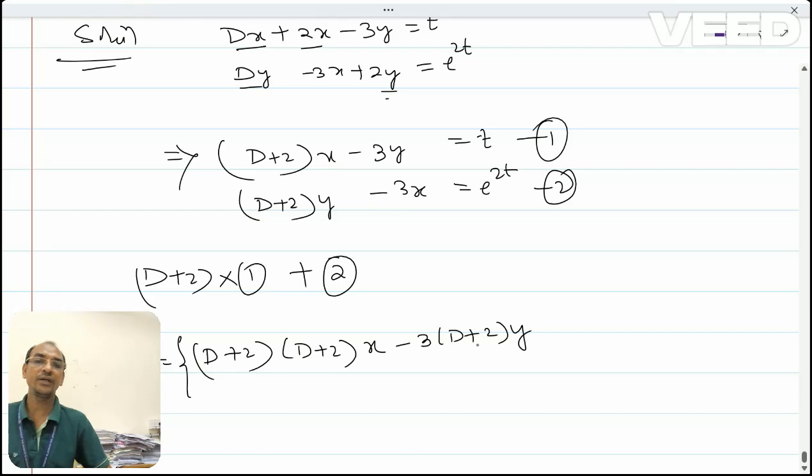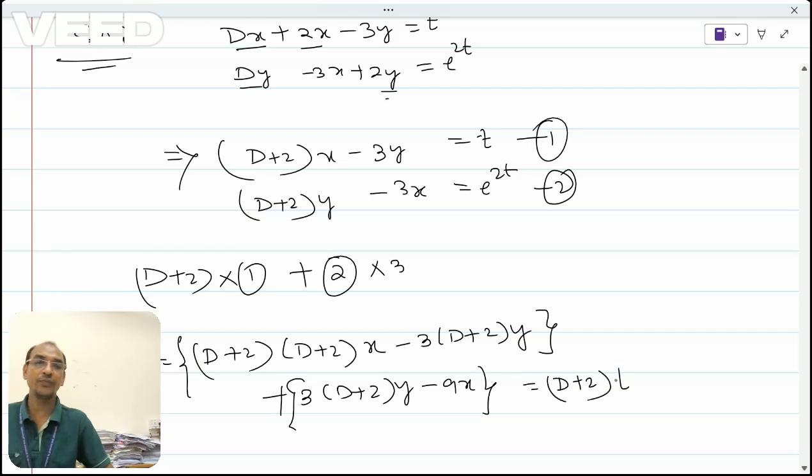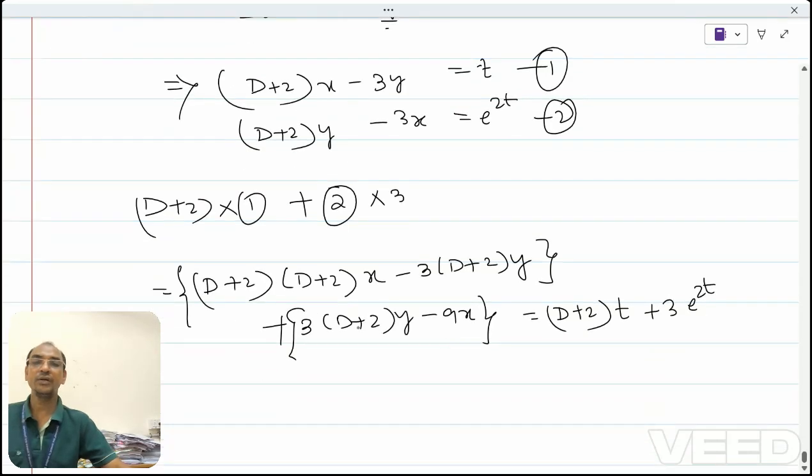This is the left hand side. Similarly, the left hand side here is, so 2 into 3 I will do. 2 into 3, so plus 3 into D plus 2 of y minus 9x. This is the left hand side, and the right hand side will be this one. I am differentiating with respect to t, multiplying with D plus 2 of t, and this one I am multiplying 3 plus 3 into e to the power 2t.